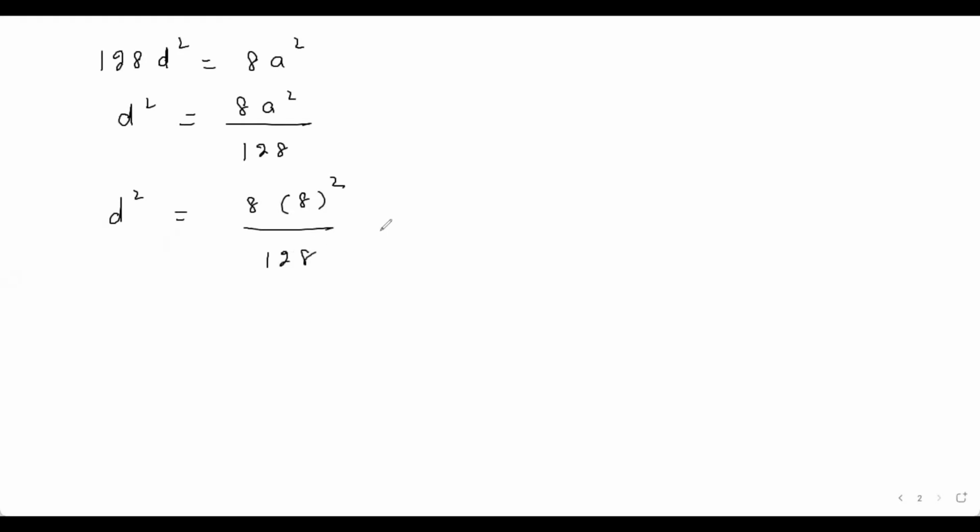So 128d square is equal to 8a square. We can write it like this. It means d square is equal to 8a square upon 128. Now substitute the value of a. 8 into 8 square upon 128. The value of a is equal to 8. And this is equal to 8 into 8 into 8 upon 128.